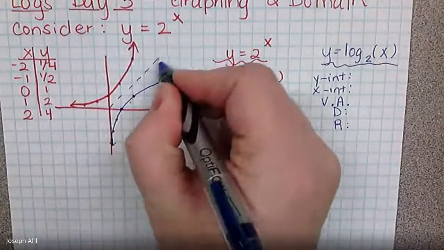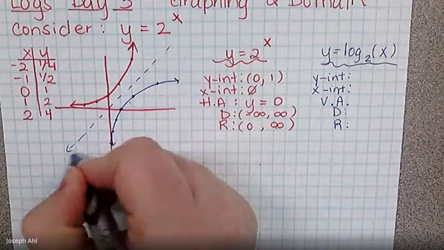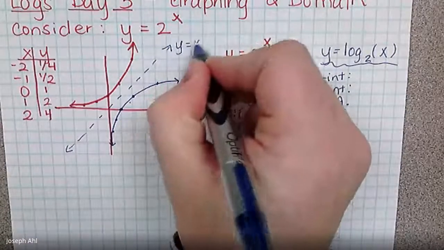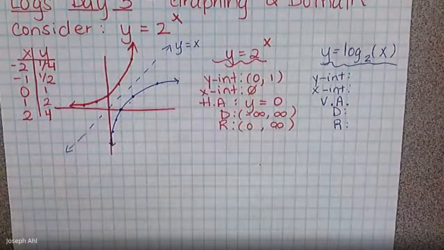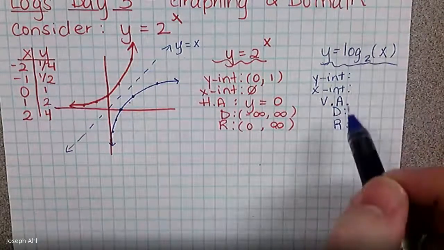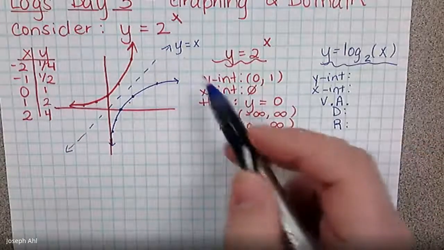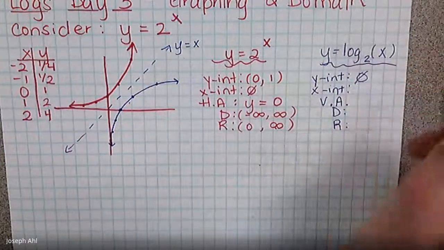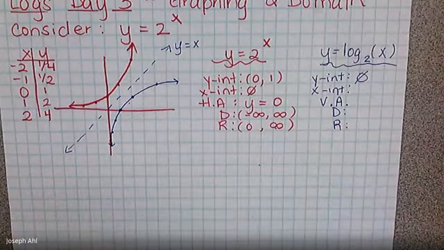Well, when you switch the x and y values, maybe you remember it's a reflection over the line y equals x. And that's exactly what the graph implies here, once I switch the x's and y's. So now when I come back over to my list over here, the y-intercept for log base 2 of x is non-existent. It will not cross the y-axis.